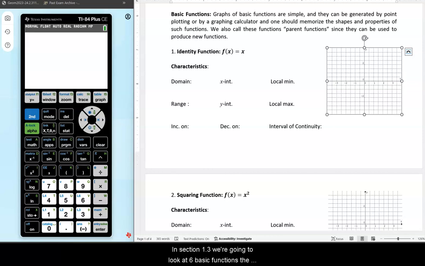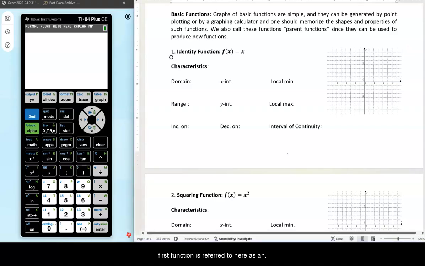In section 1.3, we're going to look at 6 basic functions. The first function is referred to here as an identity function. You may know it as a line.